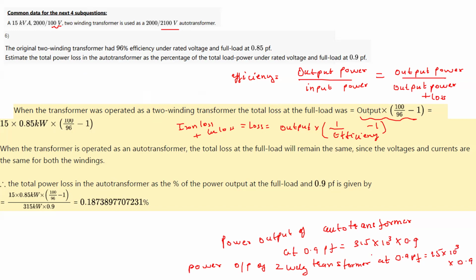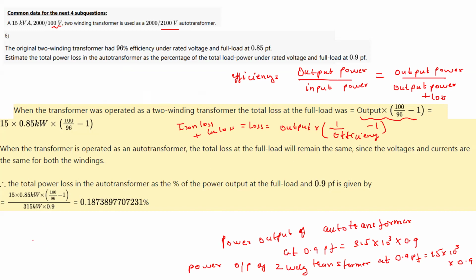You see this much of a power increase there. The power capacity we have increased by connecting it as an auto transformer is 315 kVA. So they are asking us what is the percentage of the total power loss of the auto transformer compared to its output power. So what are they asking us?